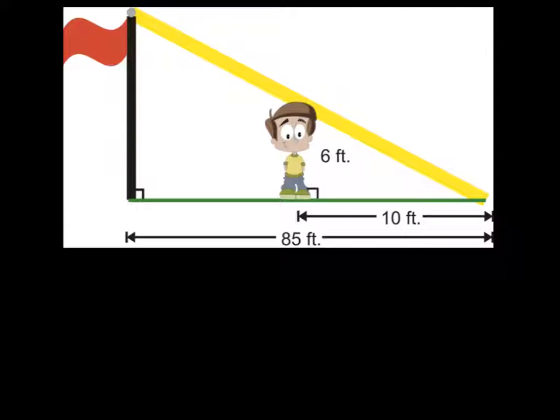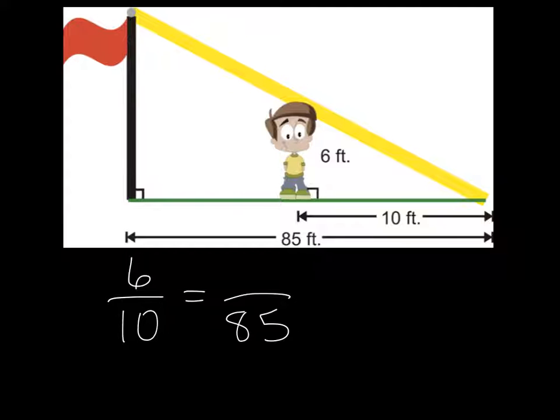Okay, so you paused the video, you did the work. Now let's look at how we solve for this flagpole. So we said the guy is 6 feet tall. His shadow is 10 feet long. We're trying to figure out how tall the flagpole is when it's casting an 85-foot shadow.